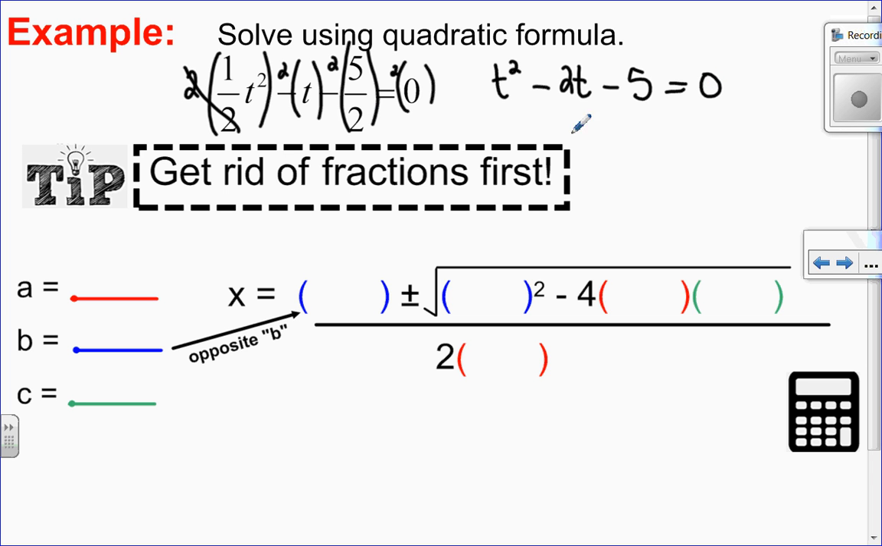So now that I've got rid of my fractions, I'm good to substitute all my values. Looking at the number in front of x squared, or t squared, it is equal to 1, and 1 goes there in 2 different places in the quadratic formula. The number in front of t is my b value, which is -2. That goes in 2 places. Remember, it is opposite b, so it's +2. And then the c value of -5, the lonely number, the y-intercept, goes there.